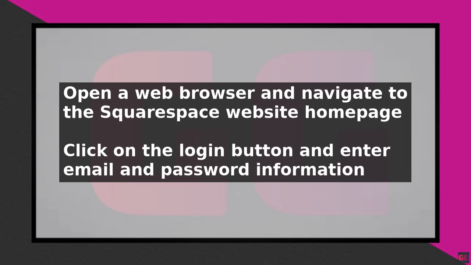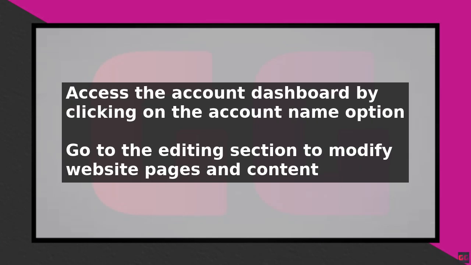After logging in, go to your account dashboard by clicking on your account name and selecting the corresponding option from the drop-down menu. From the dashboard, access the editing section of your website, where you can modify various aspects, including pages, content, and more. Locate the specific section you want to edit and click on the Edit button.